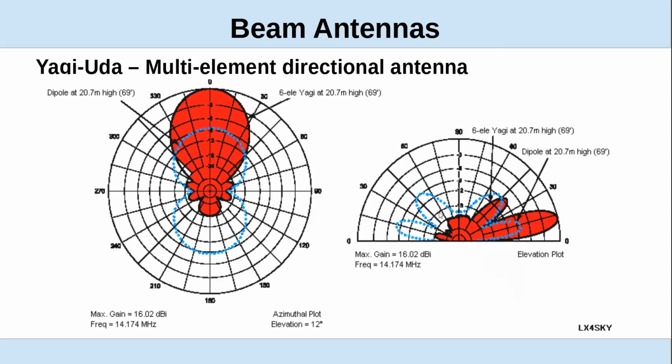The blue lines are a half-wave dipole at the same height, and what the difference in pattern would be. And you can see on the dipole, it's bidirectional. You don't have anything along the element, but broadside to it is where your maximum radiation is.